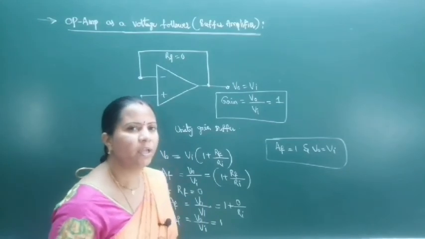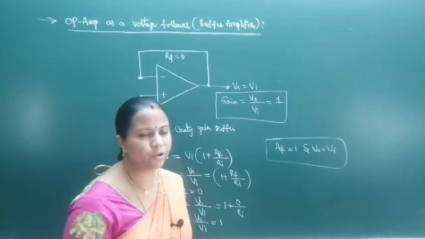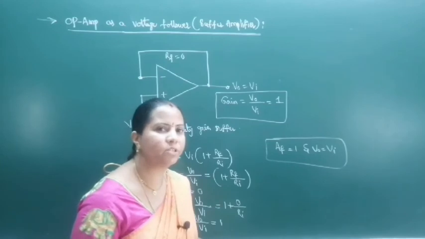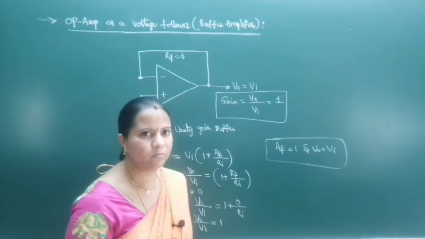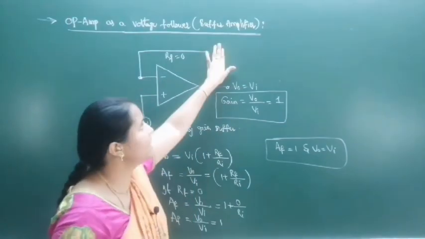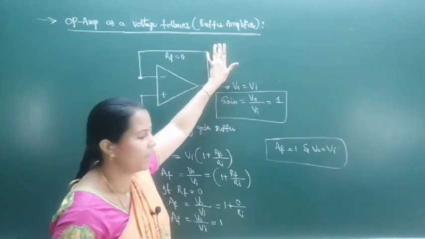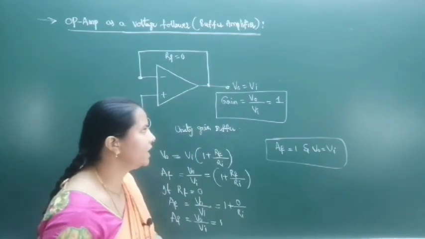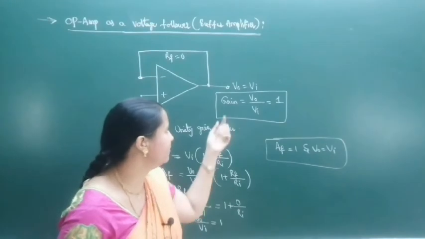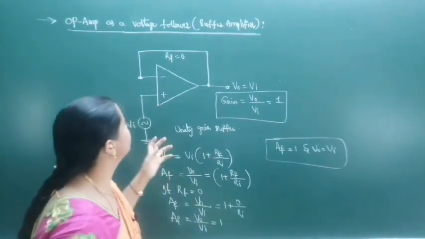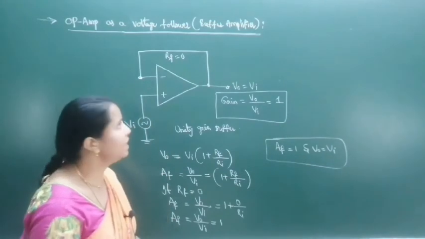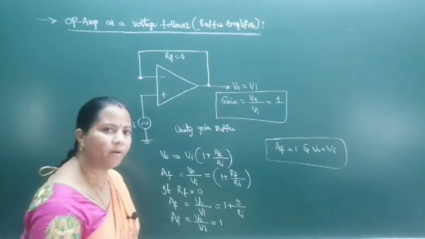That means in any operational amplifier circuit, it will make the input circuit, the source, a high input impedance and the load a low output impedance. That is done by using the buffer amplifier. Okay. So this is also known as unity gain amplifier. That's why we are getting the gain as unity, 1. Okay. So this is about the operational amplifier as a voltage follower or buffer amplifier.